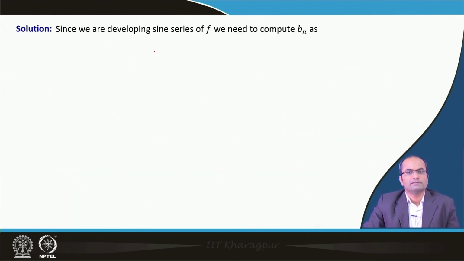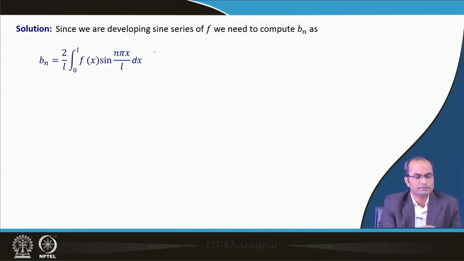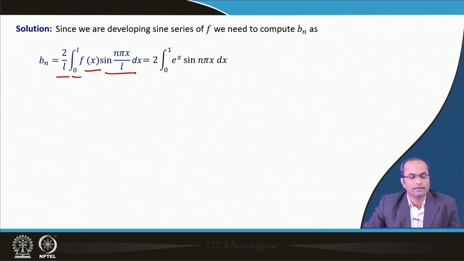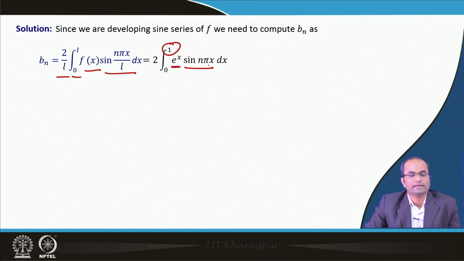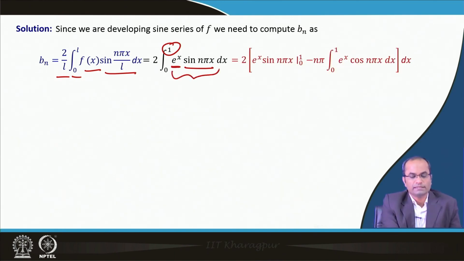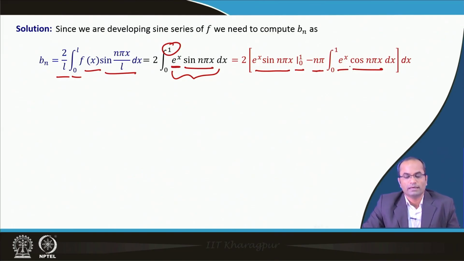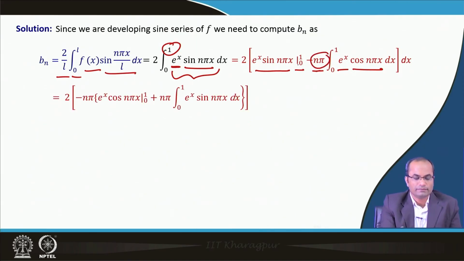For the half range sine series, we have to compute the Fourier coefficients b n, which is 2 over L, integral 0 to L, f of x sin n pi x over L. Here L is 1. So we have 0 to 1, the function e power x, and then sin n pi x. We can integrate this by parts. So we have e power x sin n pi x from 0 to 1, and then the sine becomes cosine, and e power x remains e power x when integrated. The n pi factor has come now, and then we can simplify this.